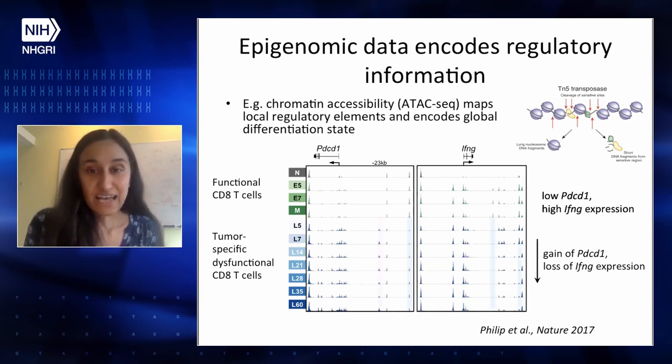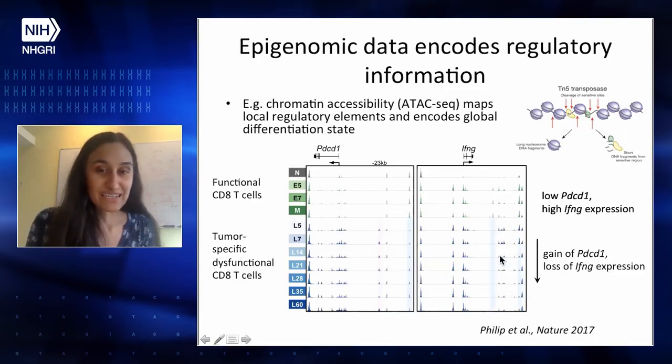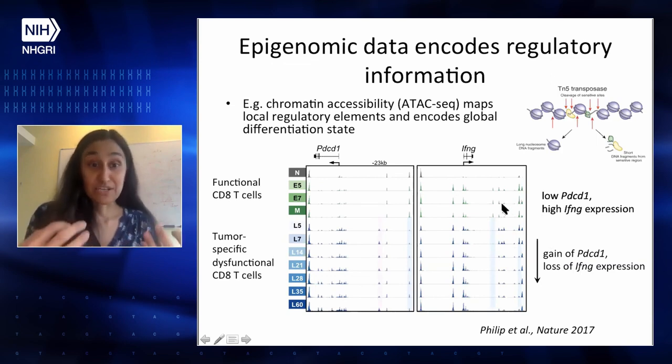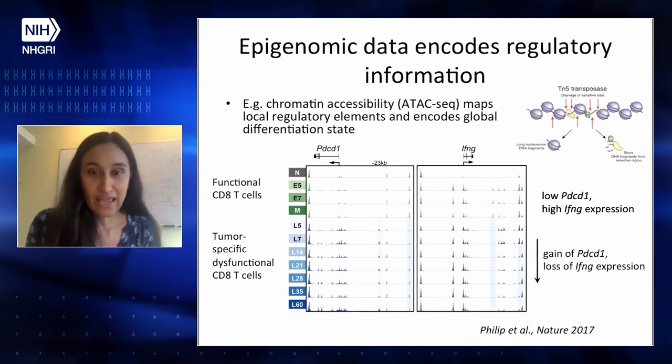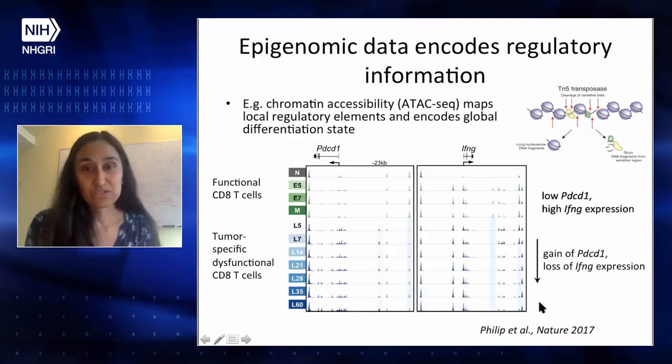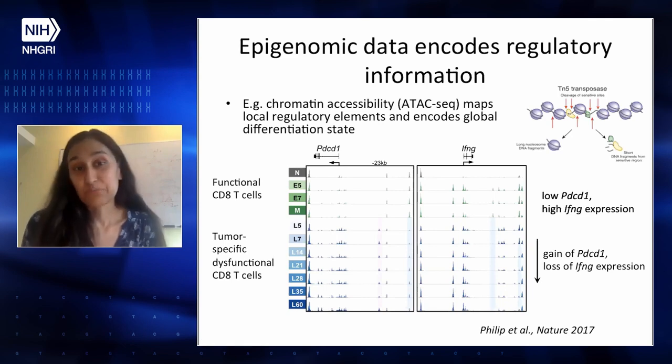And what happens as T cells progress to a dysfunctional or exhausted state, there are chromatin accessibility changes at these loci, different from when you get effector or memory functional cells, okay? And these changes somehow encode the gain of expression of PD-1 and the loss of gene expression of interferon gamma. And we'd like to understand this and model this.